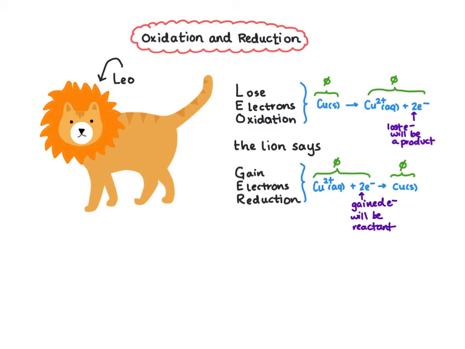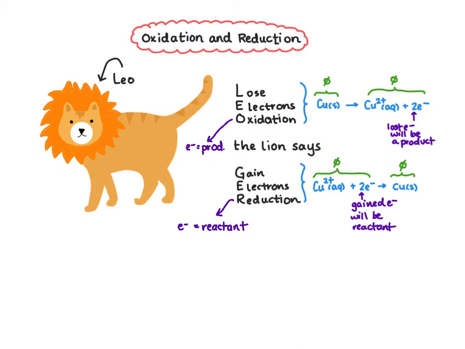So for looking at an oxidation reaction, typically we can just look at where the electrons fall. So in an oxidation reaction, electrons will be a product on the right side of the equation. In a reduction reaction, electrons will be a reactant.